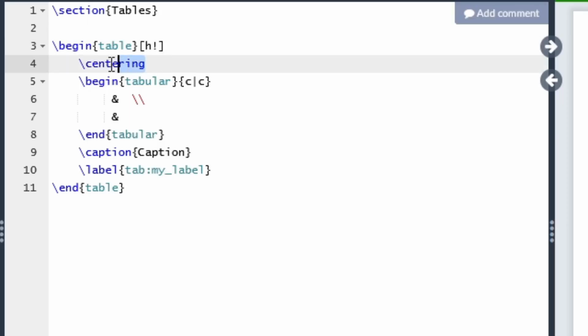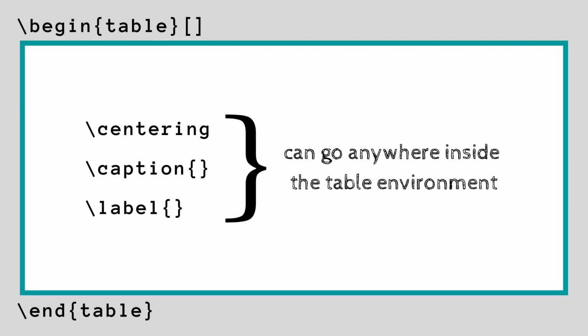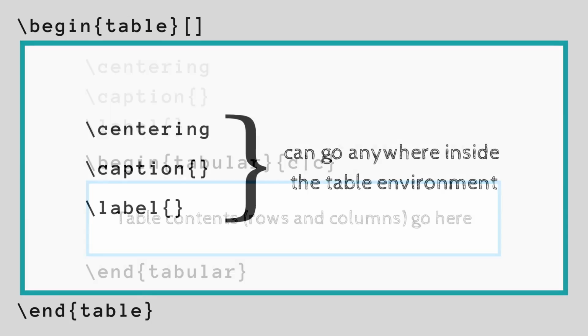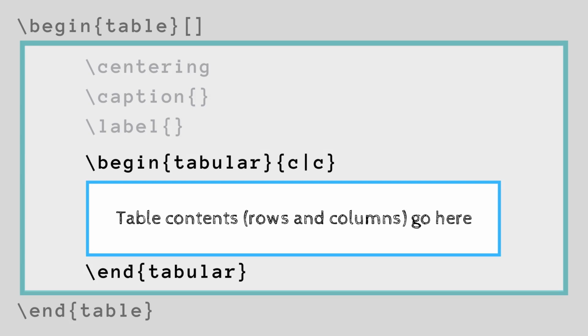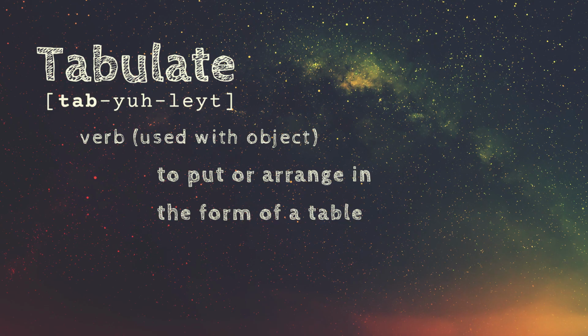So then we have \centering, which, as you've already guessed, centers the table contents. We also have the caption and label commands, where we can put our caption and a unique label. And then we get to the important bit. We have another begin and end command, and these will create a tabular environment. This is where we tabulate the data, which literally just means to put it in the format of a table.